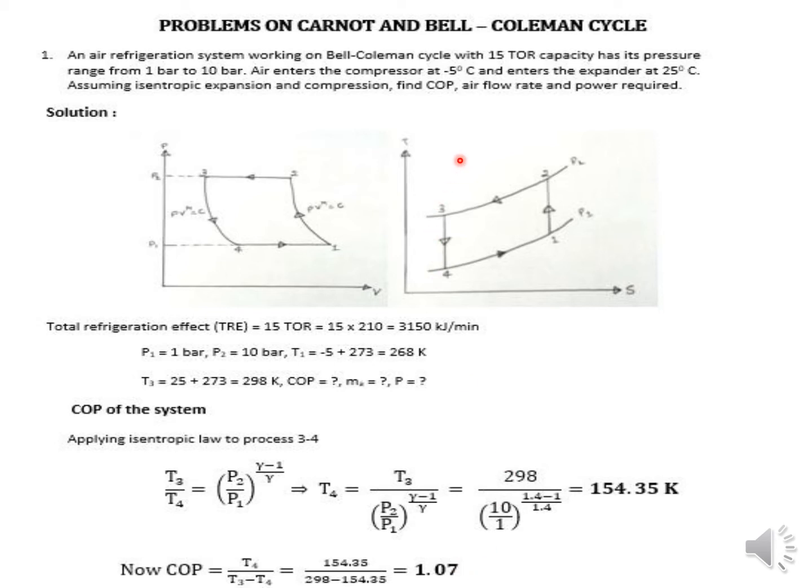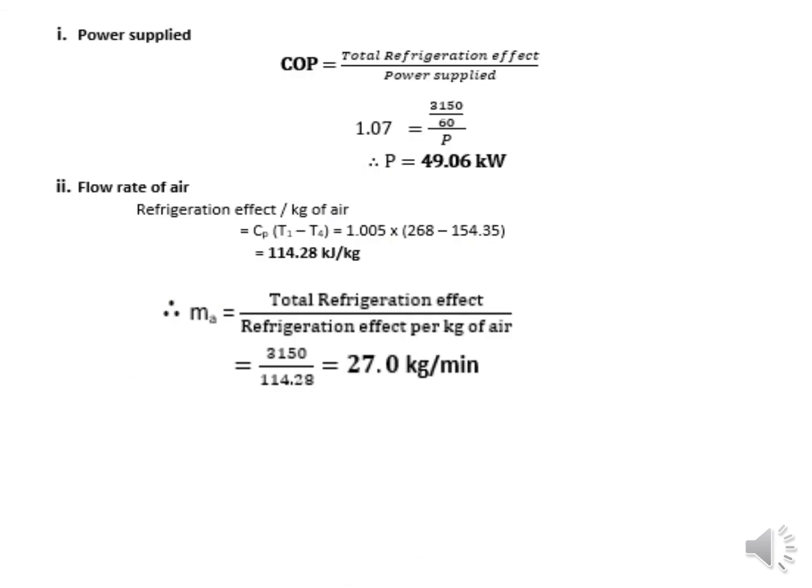Now we have found out COP. Second, we will find out airflow rate and power required. So power required, how we will find out? This is the formula: total refrigeration effect divided by the power supplied. So COP we have calculated already. Total refrigeration effect, how we have got? 3150 kilojoules per minute it is, right? But if I want in terms of kilowatt power, I will just divide it by 60. Later on, you can calculate the power in terms of kilojoules per minute and divide by 60, no problem. Here only he has done. So this 3150, how we have got? He has given 15 TR, no?